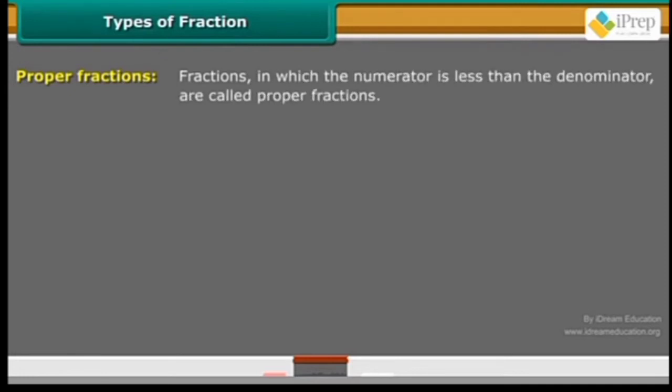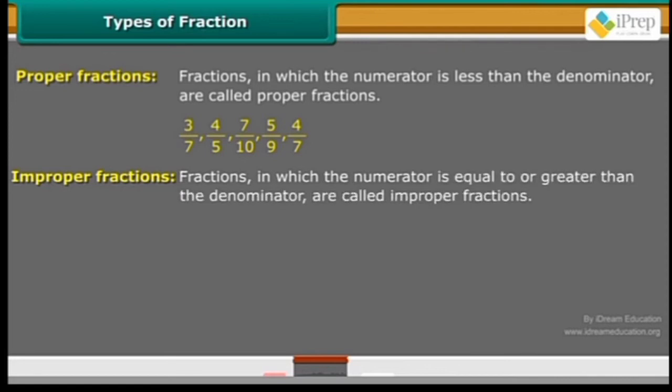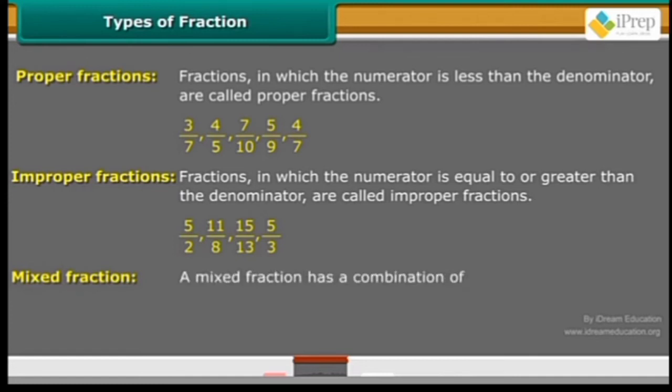Fractions. Fractions in which the numerator is less than the denominator are called proper fractions. Improper fraction. Fractions in which the numerator is equal to or greater than the denominator are called improper fractions. Mixed fraction. A mixed fraction has a combination of a whole and a part.